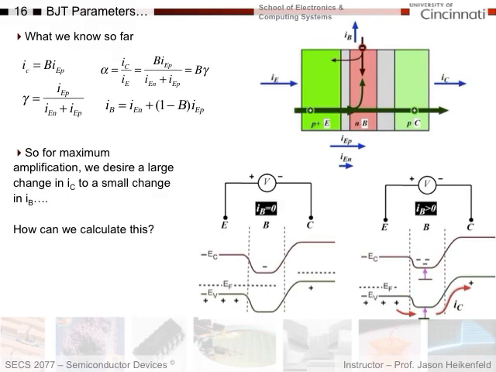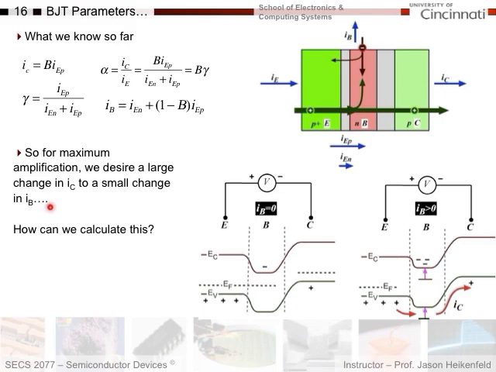Okay, so here's what we know so far. We've now got terms for current transfer ratio, base transport factor, emitter injection efficiency, and now I've got a terminology for the base. So for maximum amplification for a BJT, we desire to have a large change in collector current for a small change in base current. Okay? And so how are we going to calculate this?